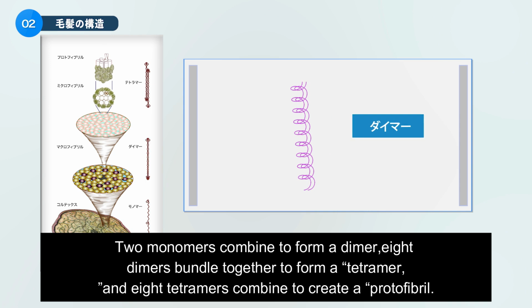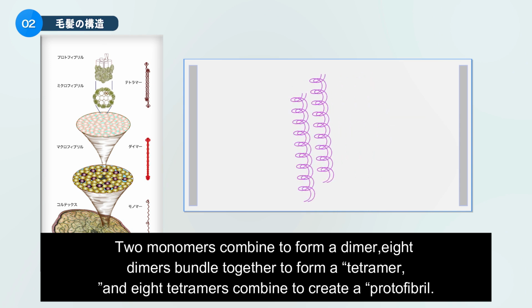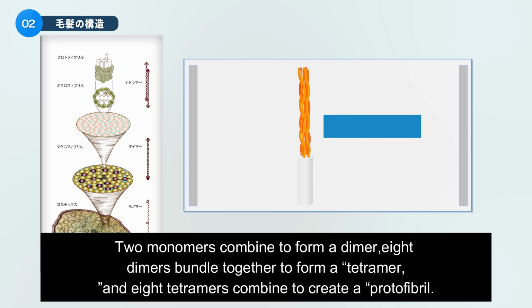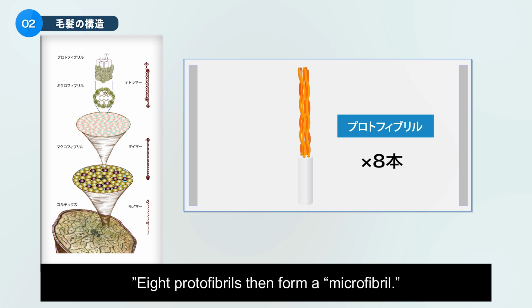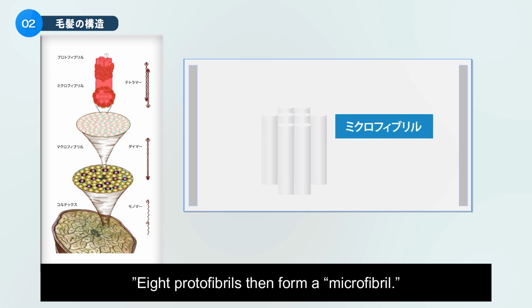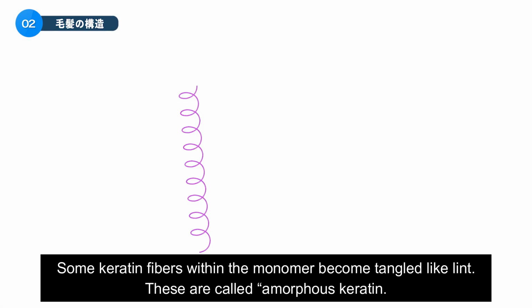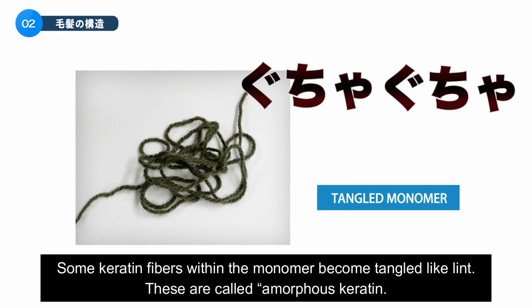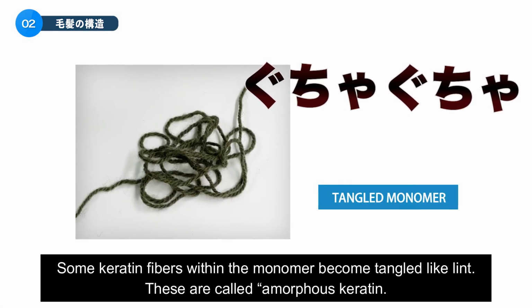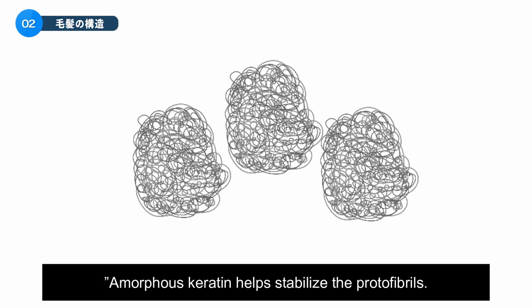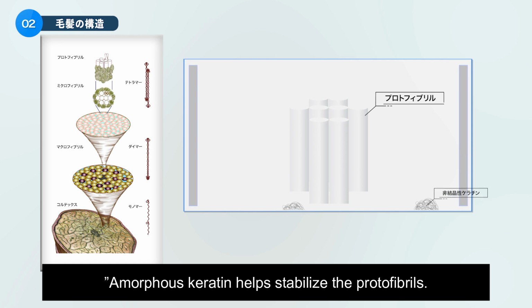Eight dimers bundle together to form a tetramer, and eight tetramers combine to create a protofibril. Eight protofibrils then form a microfibril. Some keratin fibers within the monomer become tangled like lint. These are called amorphous keratin. Amorphous keratin helps stabilize the protofibrils.